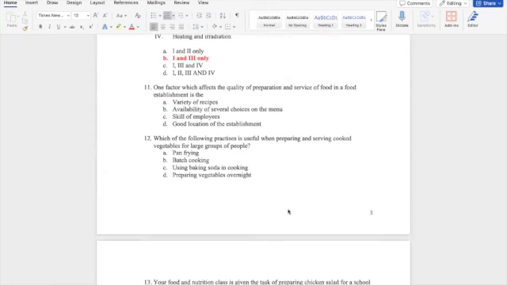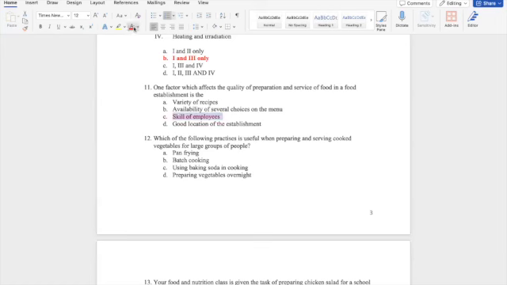Which one factor which affects the quality of preparation and service of food in a food establishment? Quality of the recipe, variety of recipe, availability of several choices of the menu, skills of employment, that's important, and good location. Oh, so this would be another factor. The skills of the employee is very important.